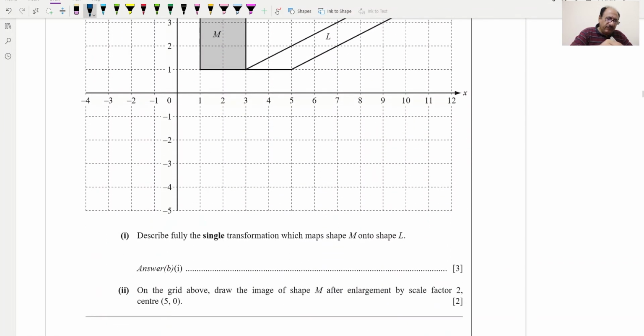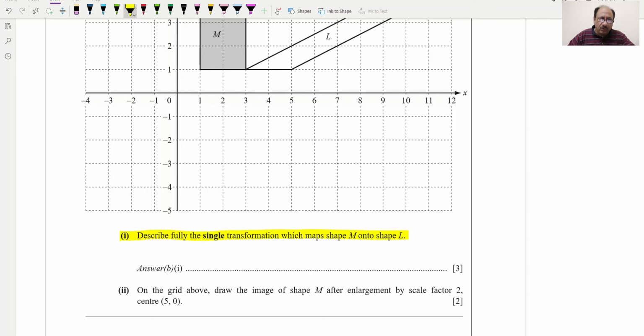Describe fully. This is not there in the current syllabus, but we are solving this because you never know when Cambridge will include it again, so we are solving this from a future point of view. Describe fully the single transformation which maps shape M onto L.